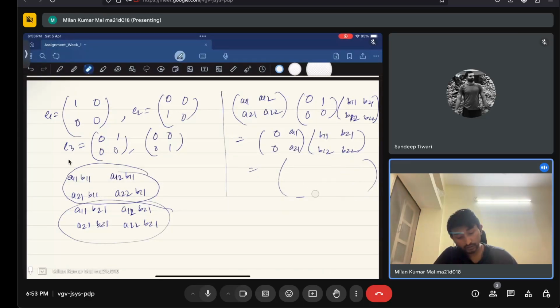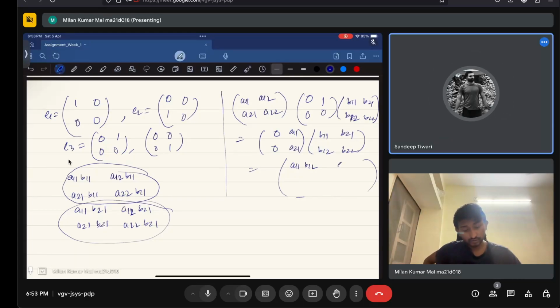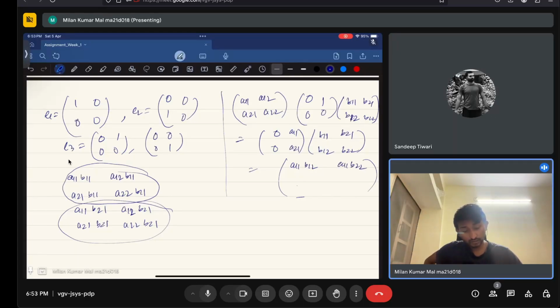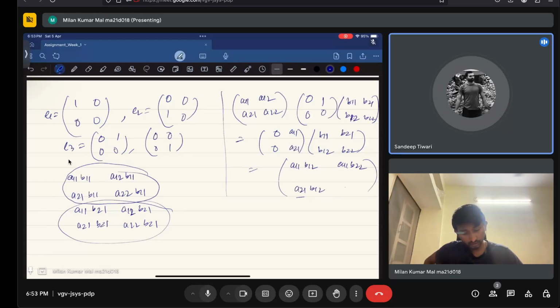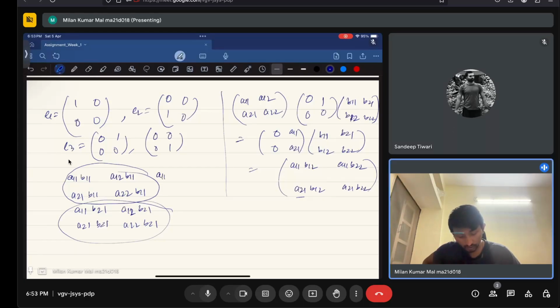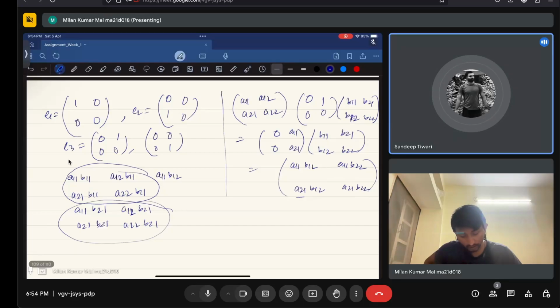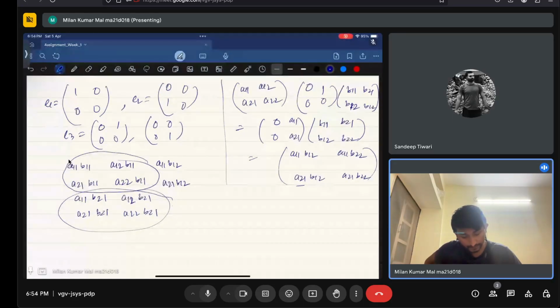So what will it be now? A11 B12, and 0. Second one will be A11 B22, right? Third one will be A21 B11, B12. A21 B22. So if you go that way, A11 B12, A21 B12, and A11 B22, A21 B22.